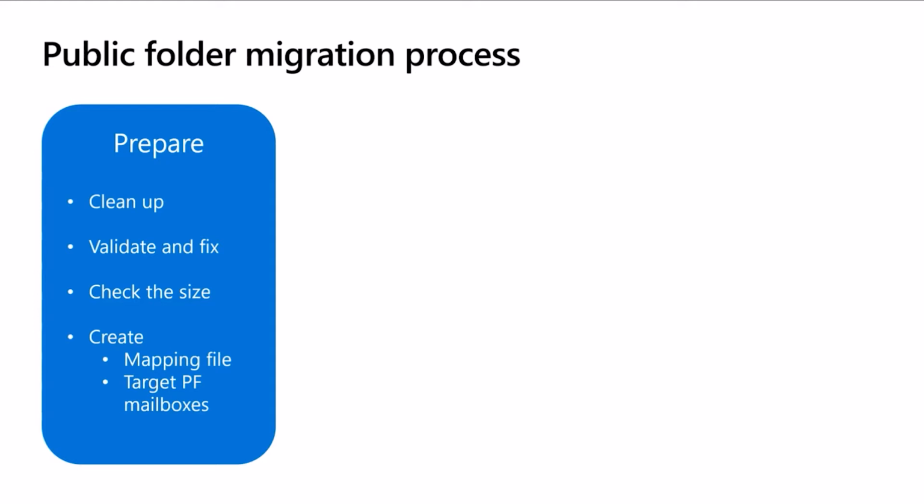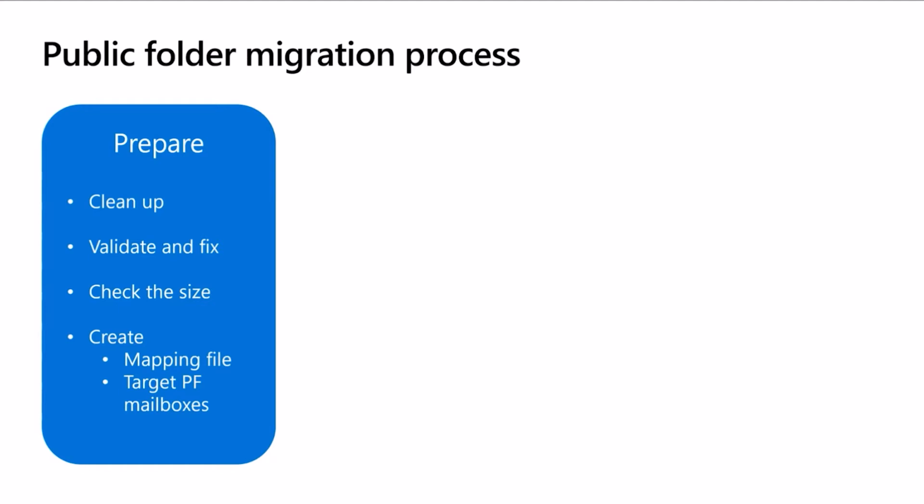Preparation is the key step, and we will be spending majority of this session on the preparation part, which will ensure you do not face any issues in the actual migration. As part of preparation, you will find out stale and unwanted public folders and remove them, validate the existing public folders for known issues, and fix any issues which are reported. Check the size of existing public folders and public folder items and ensure they are not very large. Create the mapping file and target public folder mailboxes.